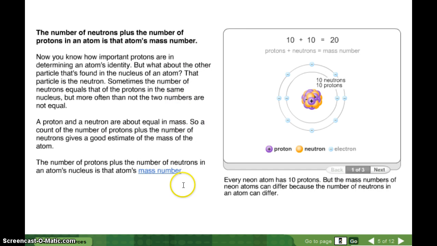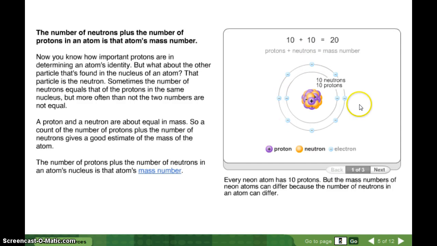All right. The number of neutrons plus the number of protons in an atom is the atom's mass number. All right, let's stop and think. Mass is kind of like weight. So if we want to talk about how heavy the atom is, we need to add up everything that has a significant amount of mass or weight in it. That would be the protons and the neutrons. Do you remember how much each one weighs, or the mass? We say the mass is 1 AMU for protons and 1 AMU for neutrons.